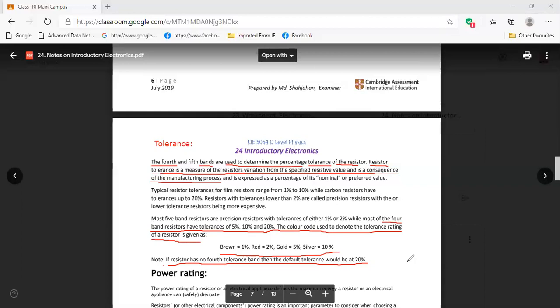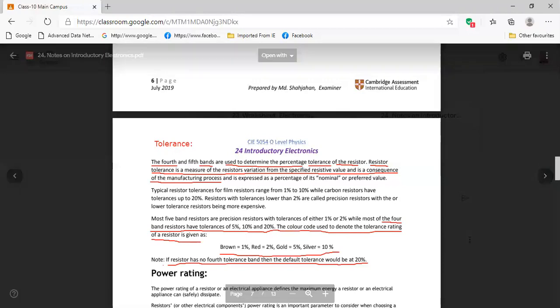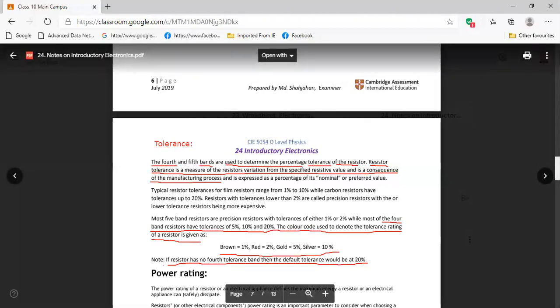Sir, the fourth and fifth parts, those which are not underlined, we will not write those? No, no. The other things you don't need to write. Even this one you don't need for O levels, but for your knowledge, I'm giving you this one. For O level, you will not normally get any questions from tolerance. You only have to know the first three color bands.